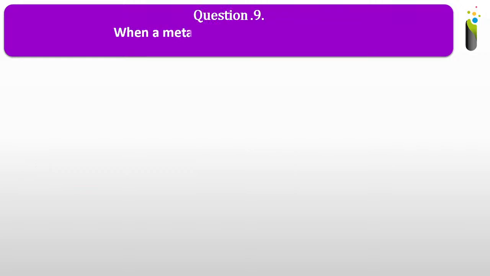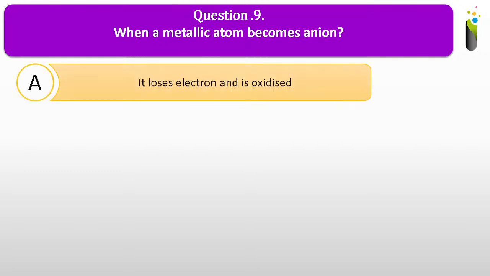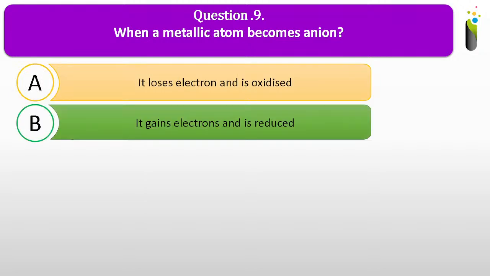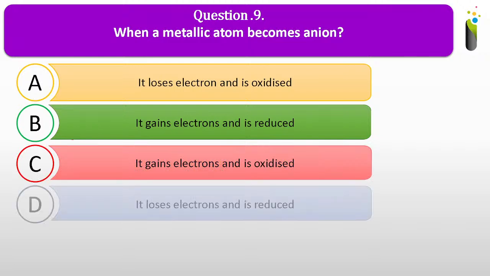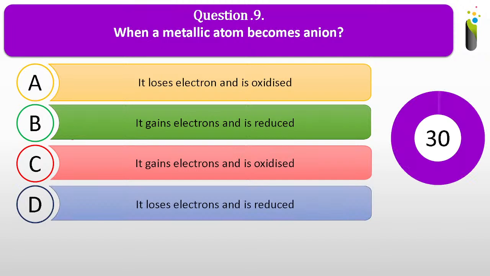Question number 9. When a metallic atom becomes an anion, A. It loses electron and is oxidized. B. It gains electrons and is reduced. C. It gains electrons and is oxidized. D. It loses electrons and is reduced.